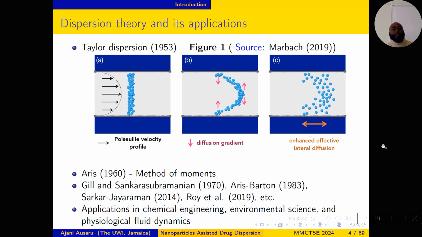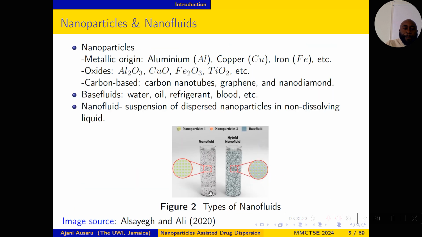Dispersion theory has many applications in chemical engineering. One can think about chromatographic separation, the transport of pollutants and contaminants in the atmosphere and in our water bodies. One may think of environmental science, and of course for us, the transport of nutrients and medicine and so on in our bloodstreams, in the context of physiological fluid dynamics.